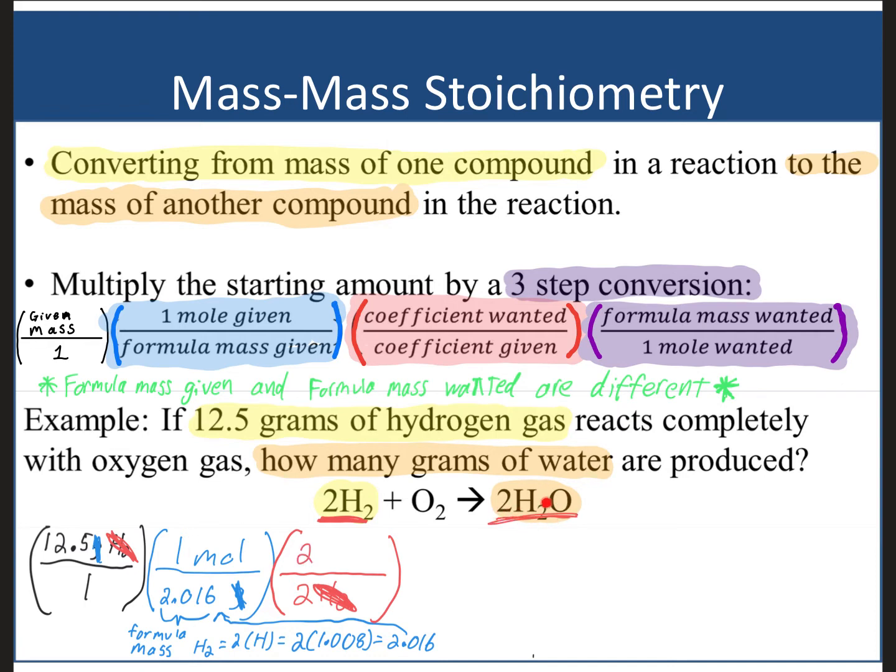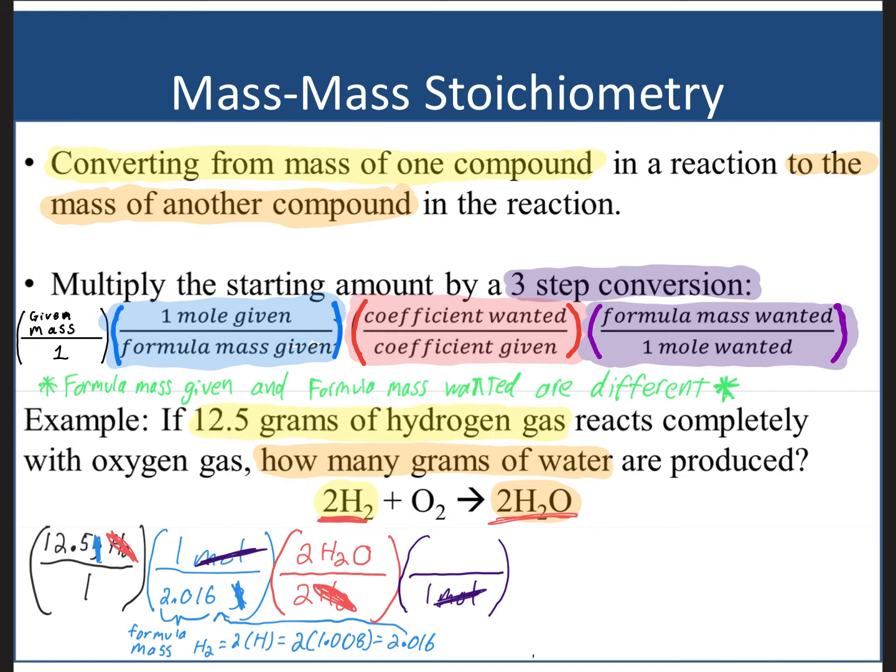So I take the 2 H2O from the balanced equation. That goes on top because that's what I want. Now I have moles of water. I don't want moles, I want grams. So I have to do one more conversion. 1 mole goes on the bottom so that the mole cancels.